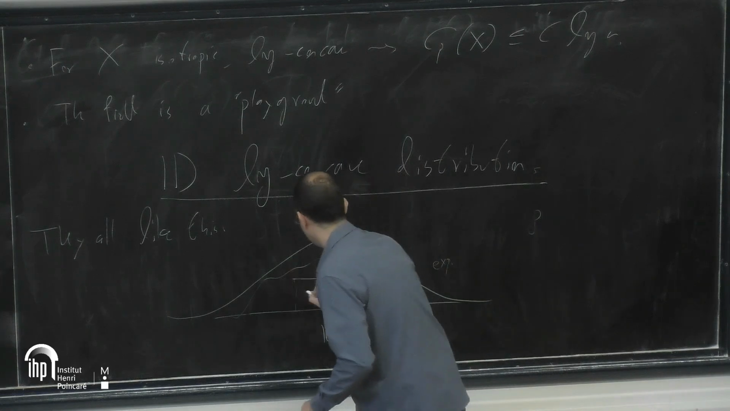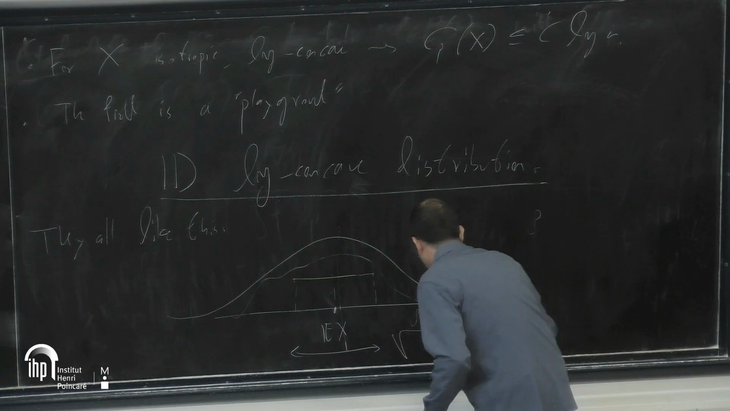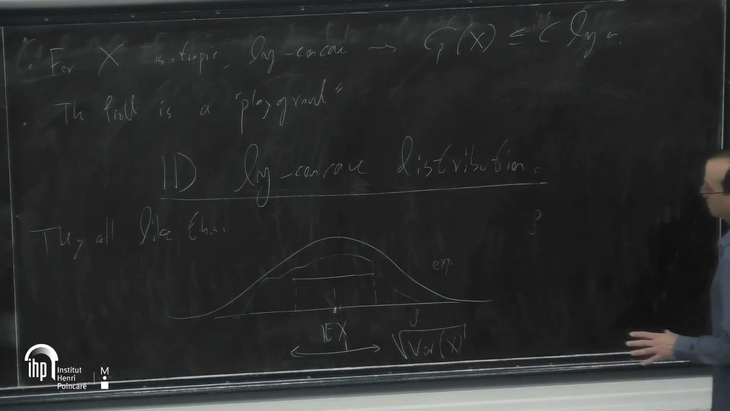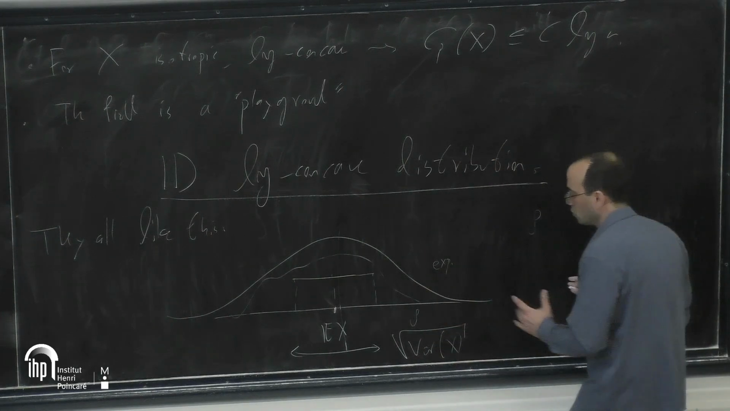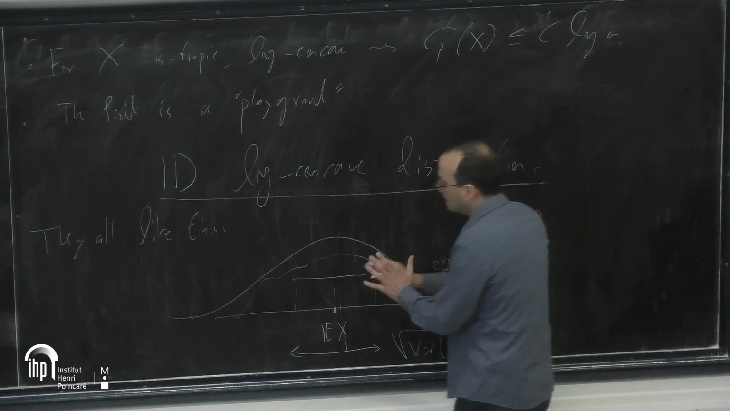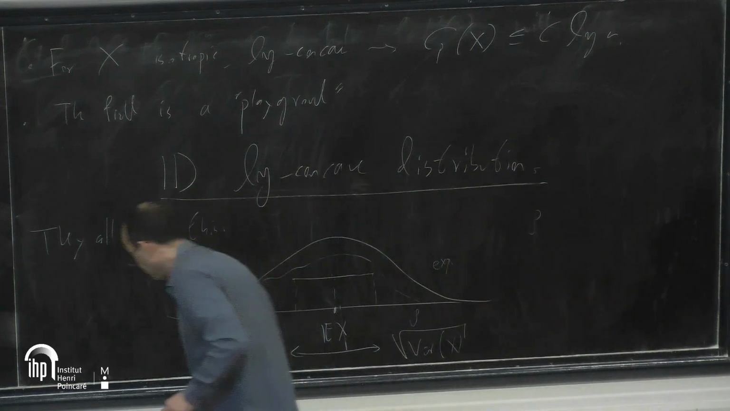And this scale is the standard deviation. So basically, if you have a one-dimensional distribution which is log-concave, you need to know two parameters: its barycenter and its standard deviation. And then you can bound it between two distributions, more precisely.